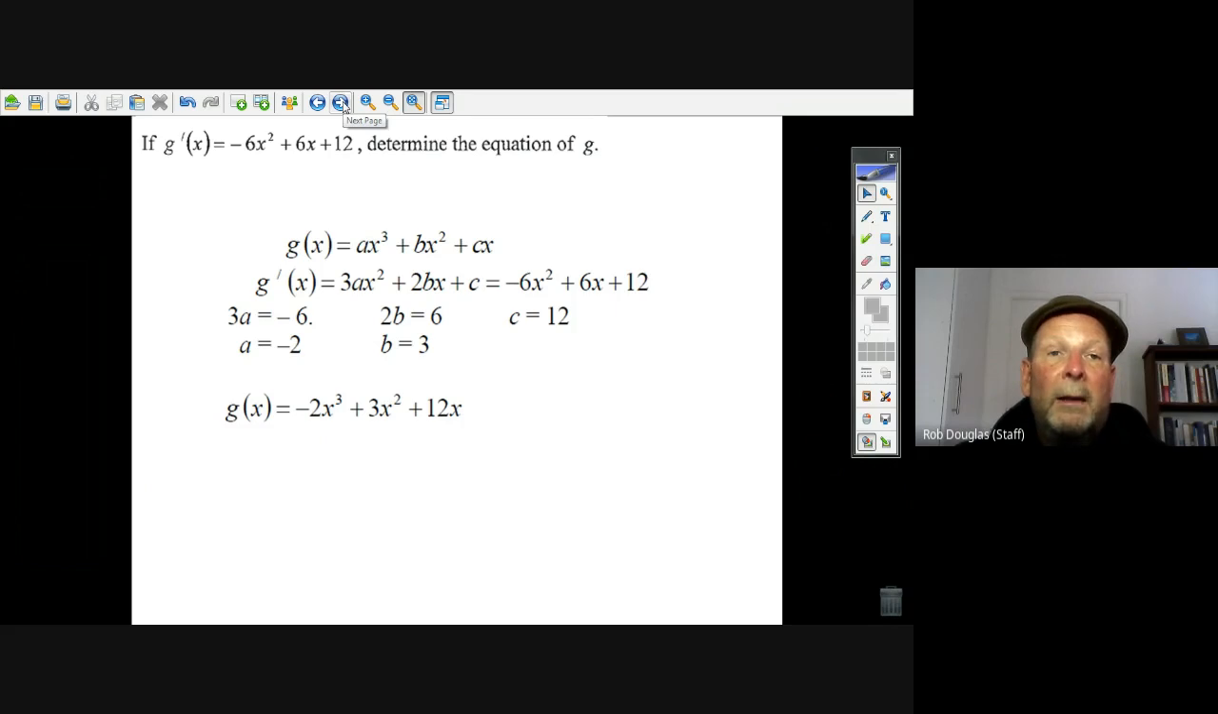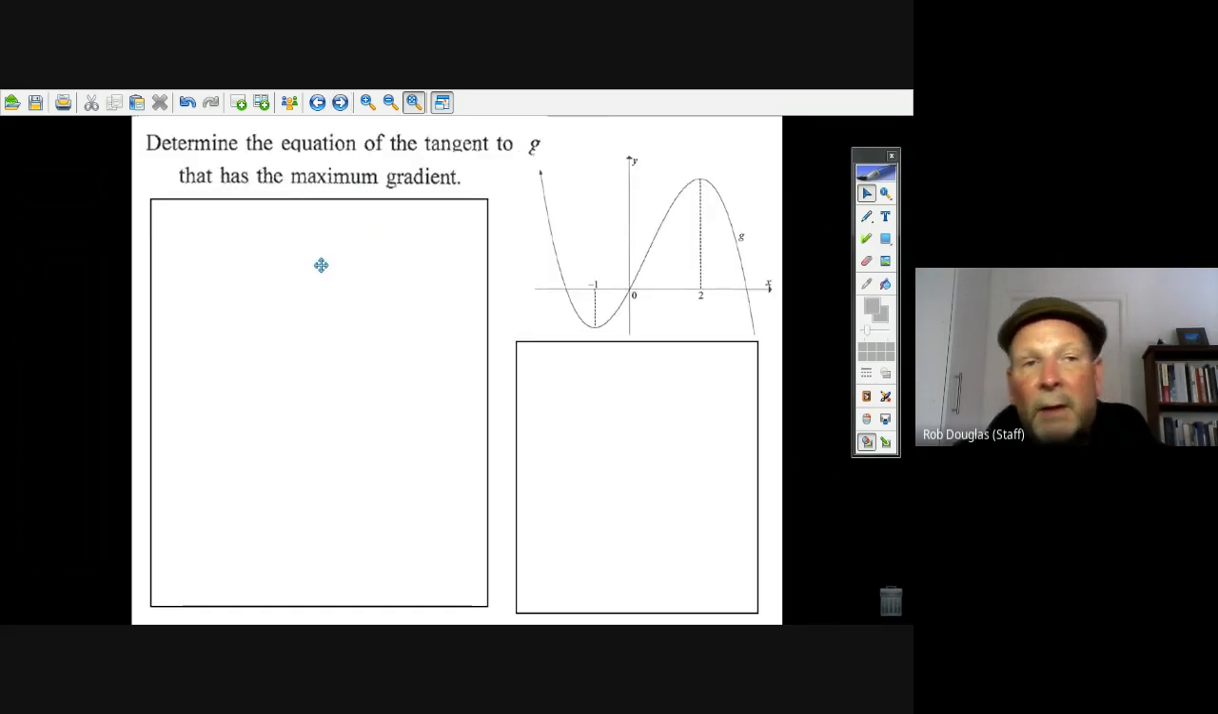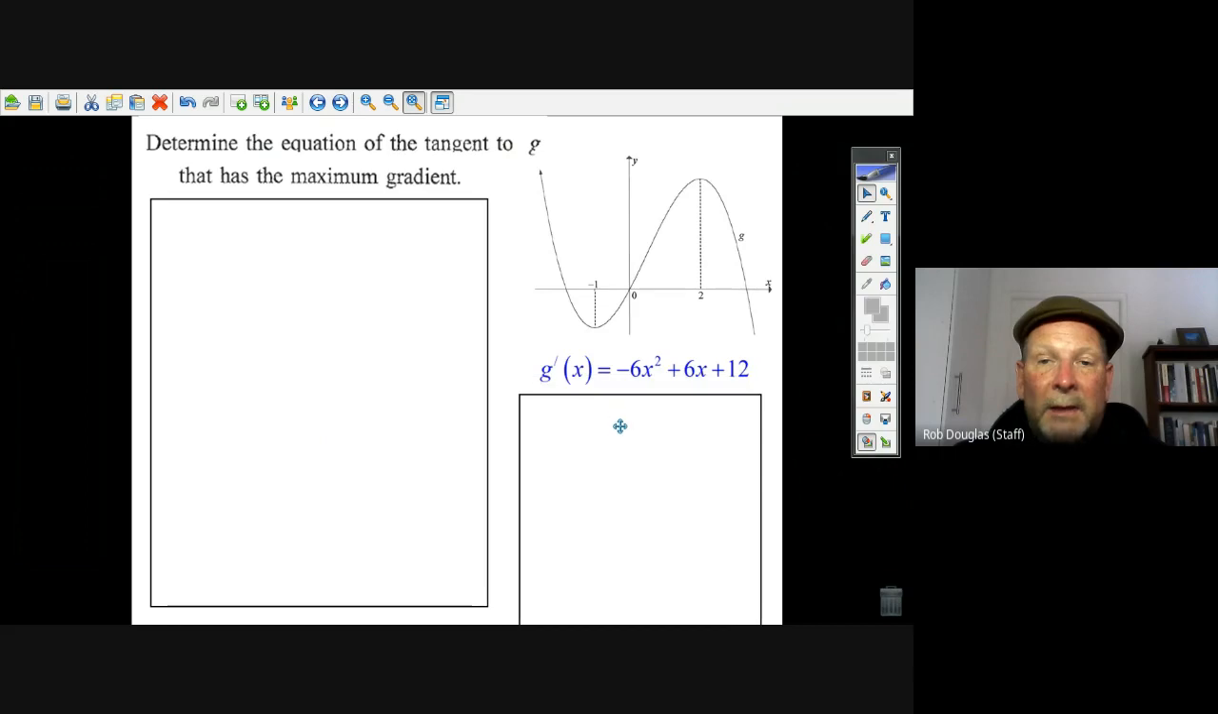Okay, let's take a look at this last question, question 8. Determine the equation of the tangent to g that has the maximum gradient. Well, they just say the maximum gradient happens at the inflection point, a half, that we figured out before. That's okay, but why is that? I don't know. Here's one way to do it.